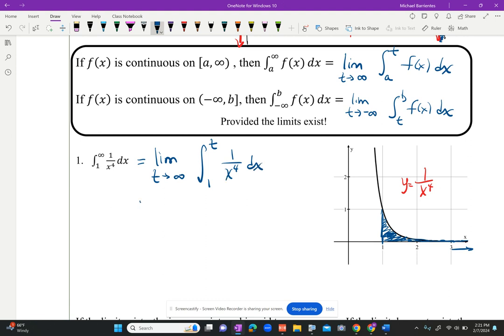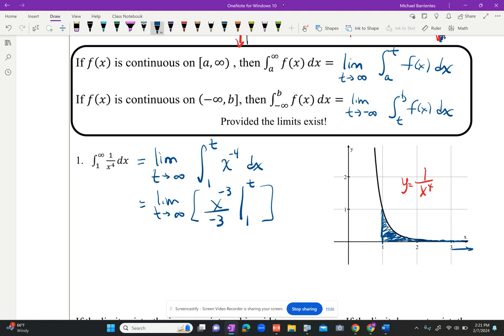Okay, so now I'm still taking the limit, so I can't forget this. But now I'm going to take the antiderivative of 1 over x to the fourth. Well, it might be easier if I rewrite this as x to the negative 4, so that I can take the anti-power rule, right? The reverse power rule will give me the antiderivative. So I add 1 to the exponent, divide by the new exponent, but I still need to evaluate from 1 to t. So I still need to plug in the top number, plug in the bottom number. And I need to take the limit of all of this business. Okay, so let's keep going.